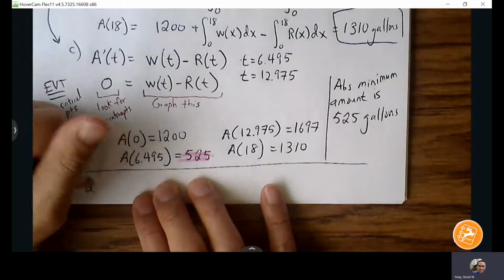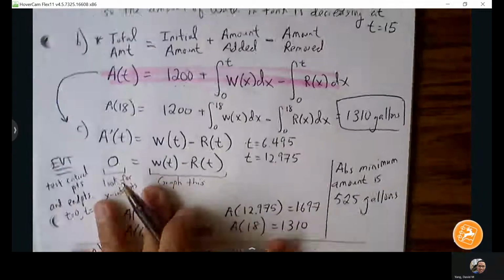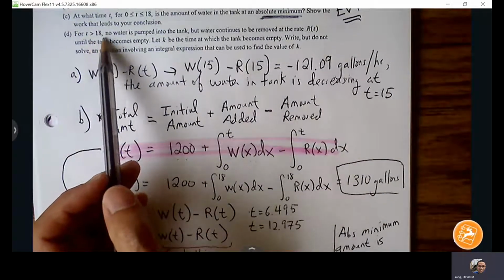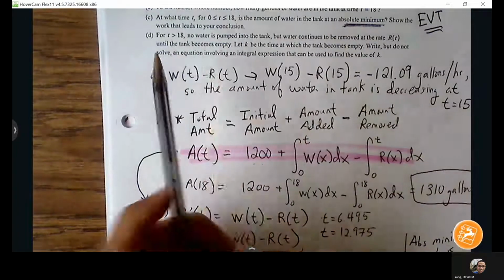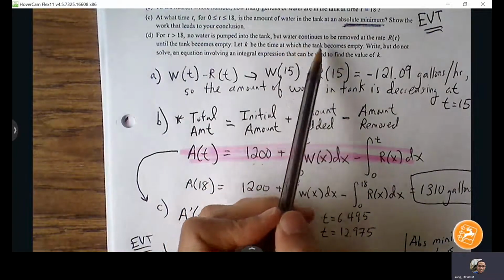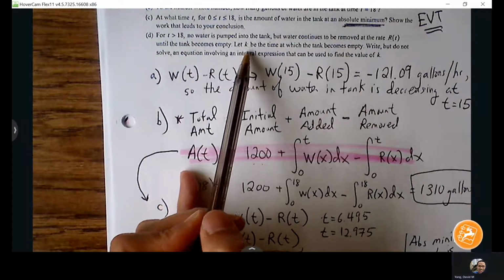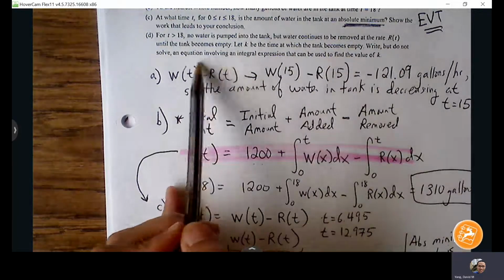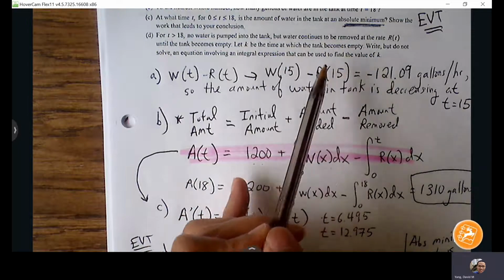Part D. Okay, for part D, it says for T greater than 18, so after 18 hours, no more water is pumped into the tank. But water continues to be removed at a rate of R of T until the tank is empty. Let K be the time at which the tank becomes empty, right? But do not solve an equation involving an integral expression that can be used to find the value of K.